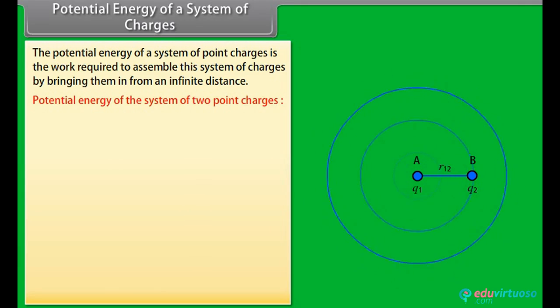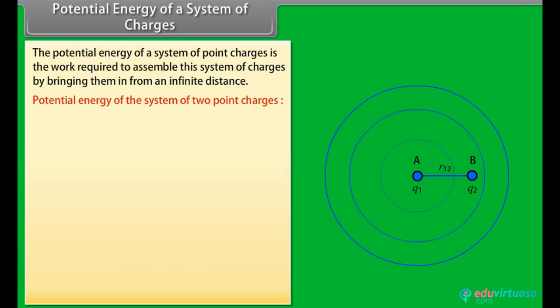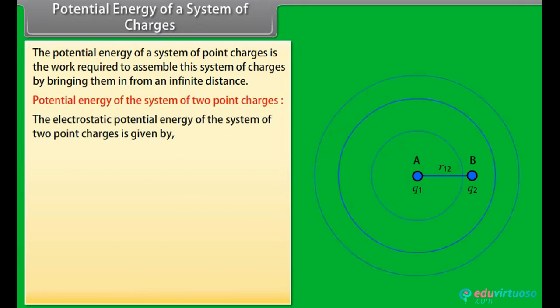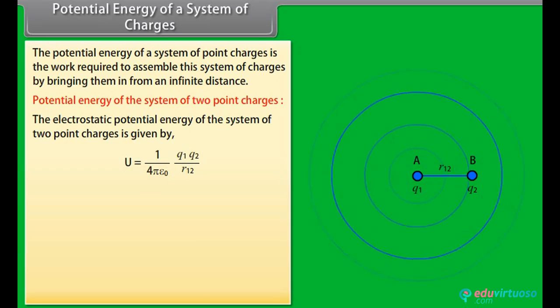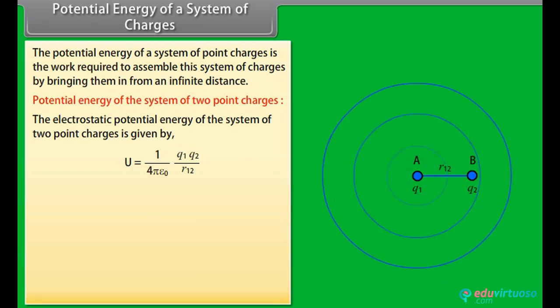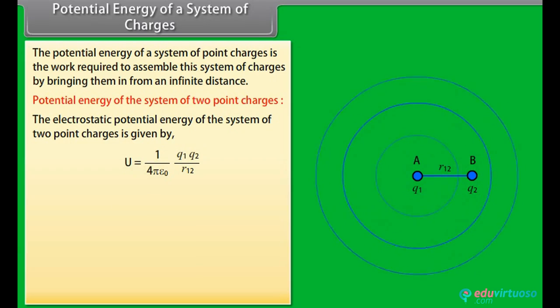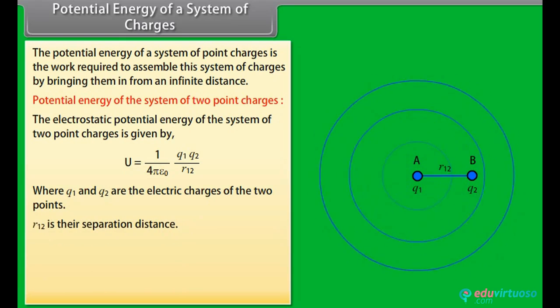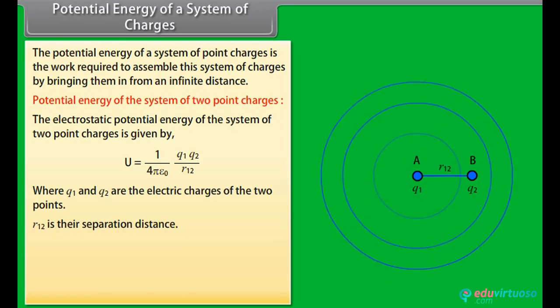Potential energy of the system of two-point charges. The electrostatic potential energy of the system of two-point charges is given by U as 1 upon 4 pi epsilon naught multiplied by Q1 Q2 upon R12, where Q1 and Q2 are the electric charges of the 2 points. R12 is their separation distance.